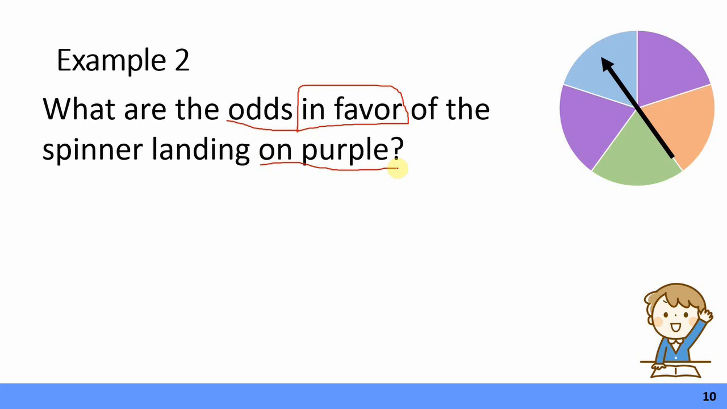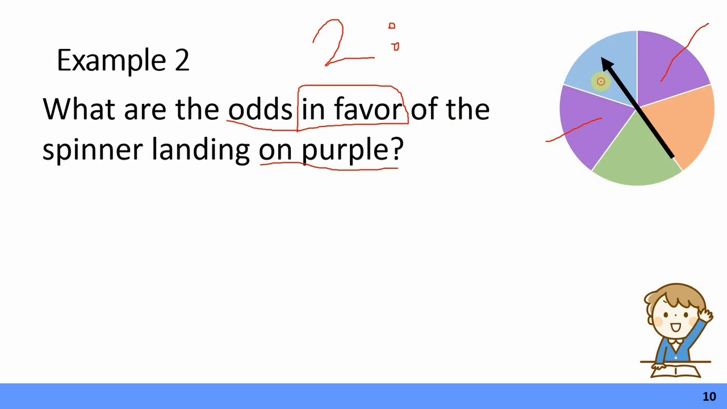In favor means we're going to start with that number first. So how many are purple here? We have 1, 2. So we're going to have 2. They're odds, so I'm supposed to have a little colon. And then remember, after that, you give me the number that are not purple because it's in favor. So we start with the purple and then we do the not purple.